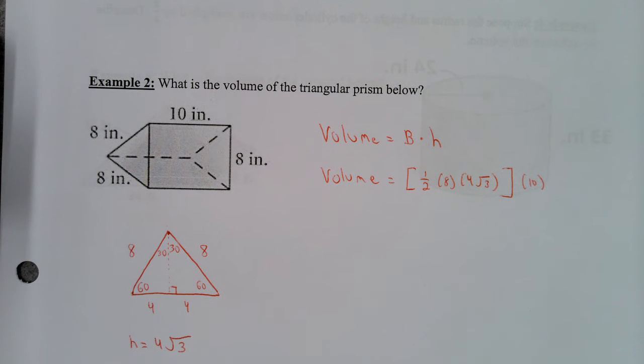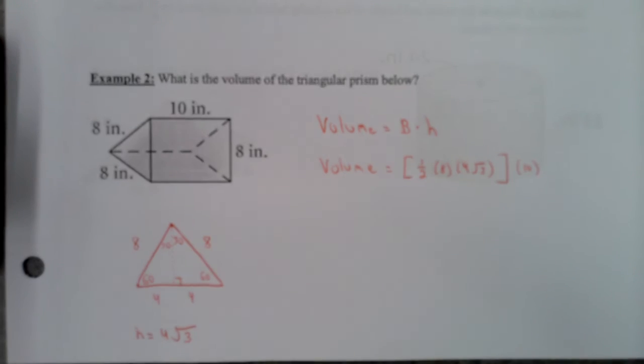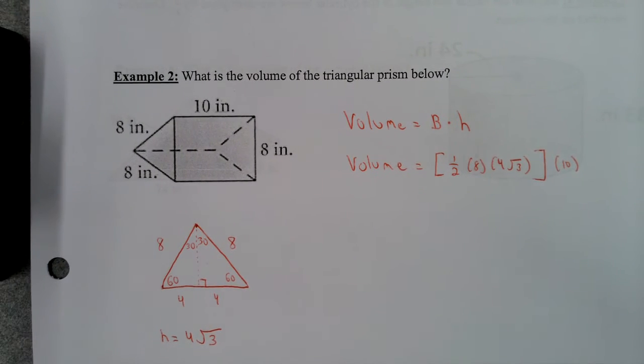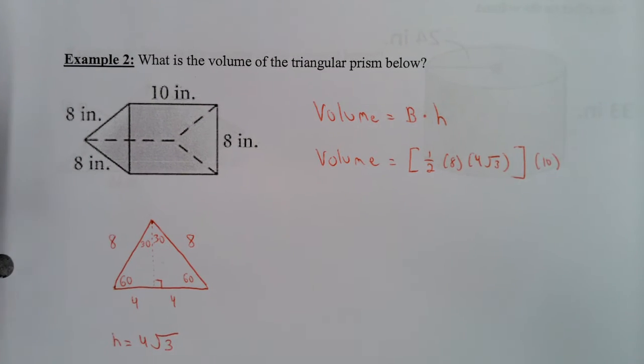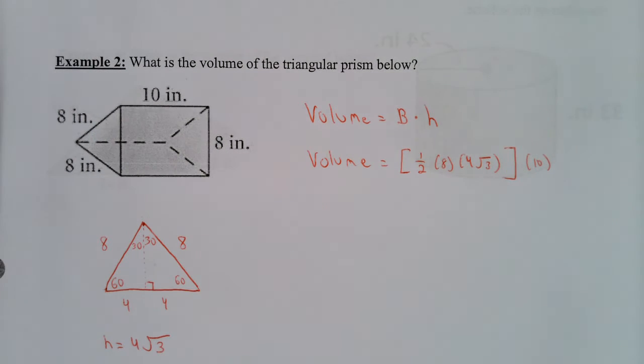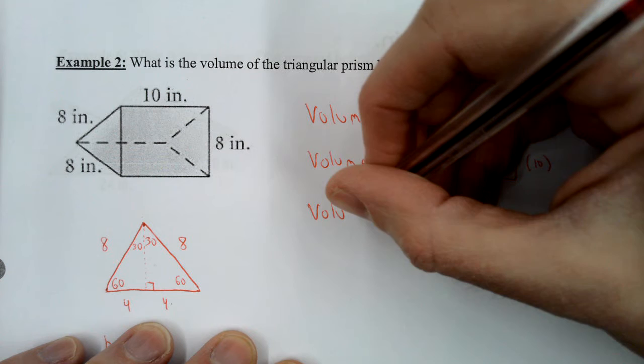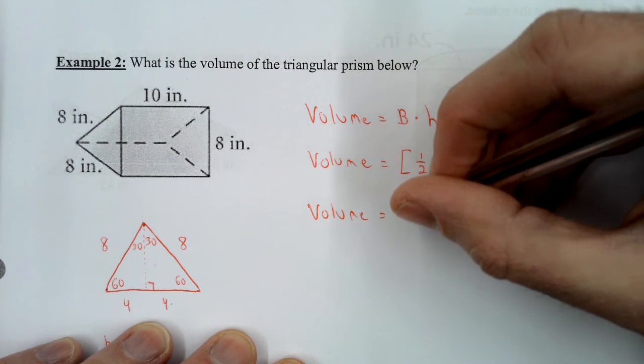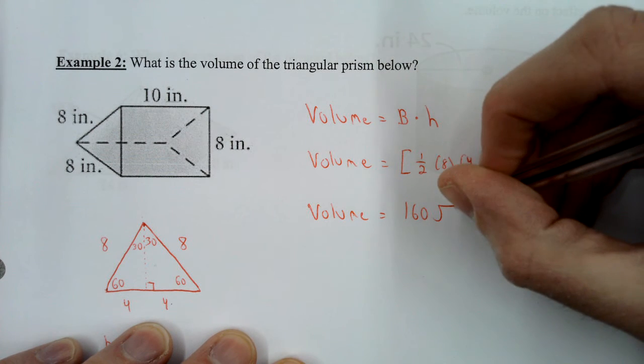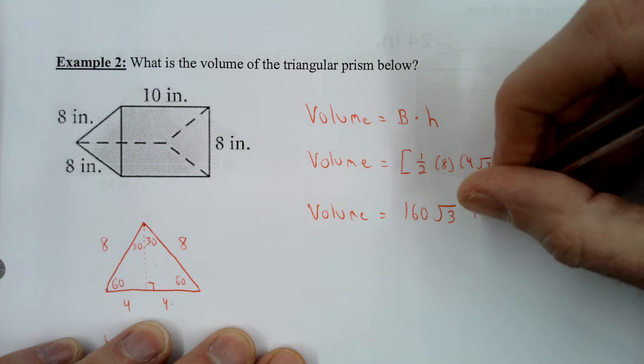Let's give our answer two ways: as a radical, and as a decimal. If I want to give my answer as a radical, I will multiply everything except the square root. So 1/2 times 8 is 4. 4 times 4 is 16. 16 times 10 is 160 square root of 3 inches cubed.